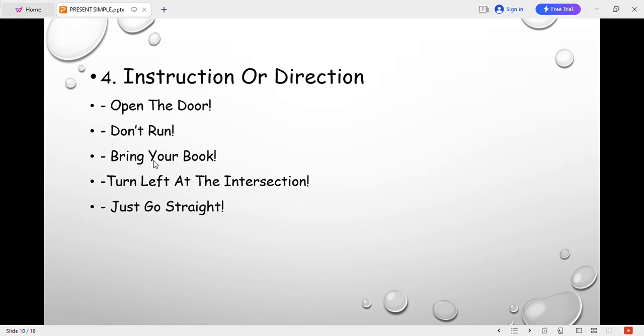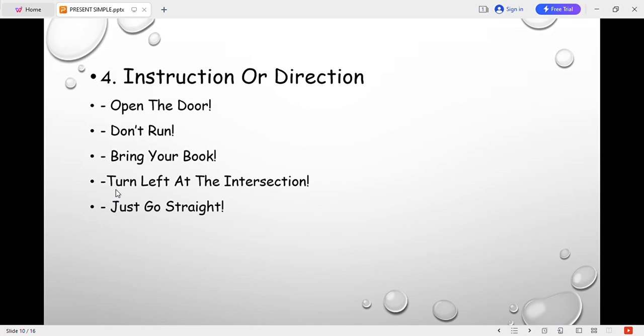And then, bring your book. I put an exclamation mark. This is a kind of instruction. Bring is the base form. In my school we say that bring is verb 1 and brought is verb 2, something like that. So it's the base form of the verb, or verb 1.